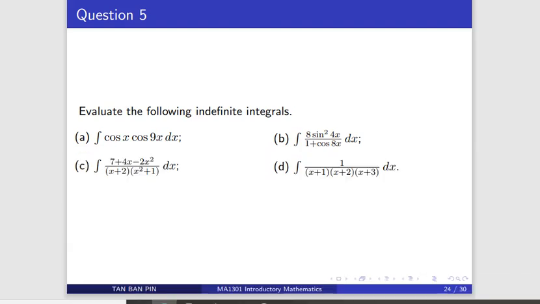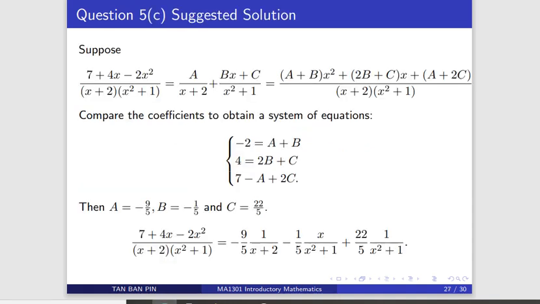In this question 5c, we want to integrate this fraction, 7 plus 4x minus 2x squared over (x plus 2)(x squared plus 1). And for this sort of question, we need to do partial fractions. There are two factors in the denominator, x plus 2 and x squared plus 1.